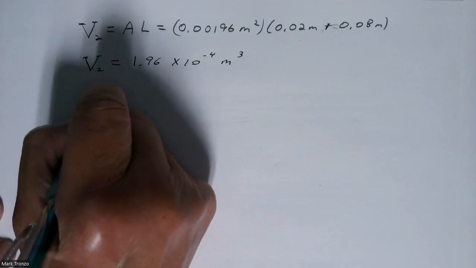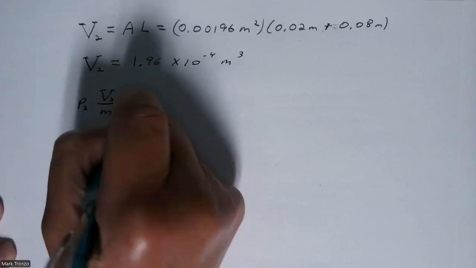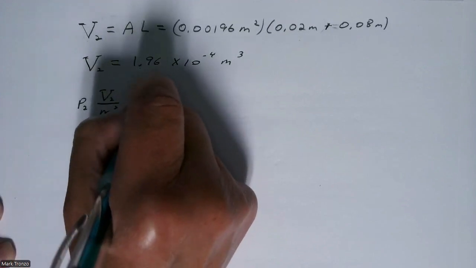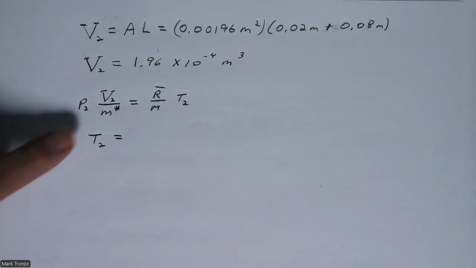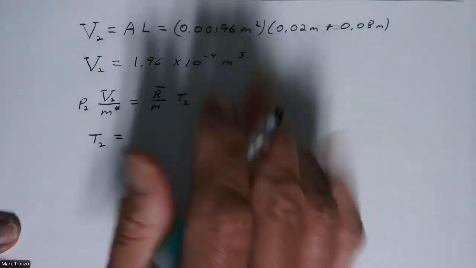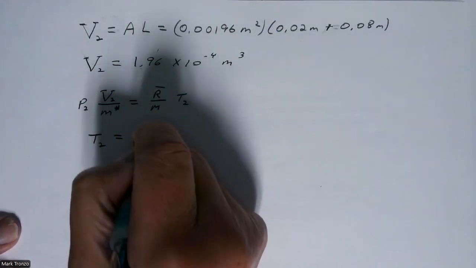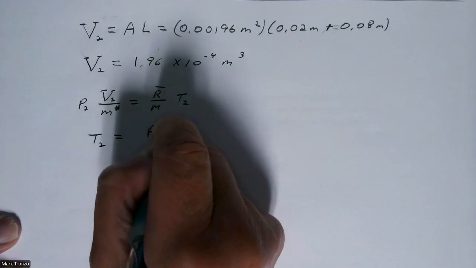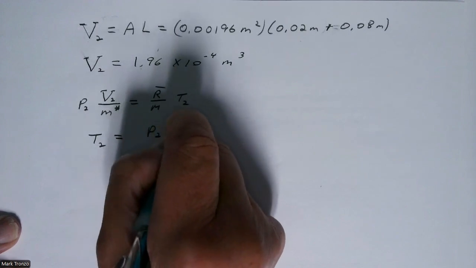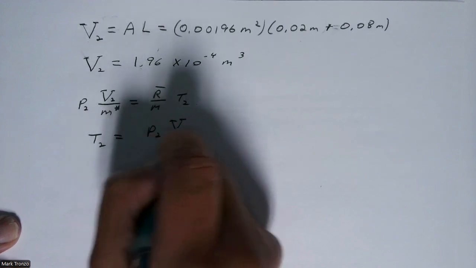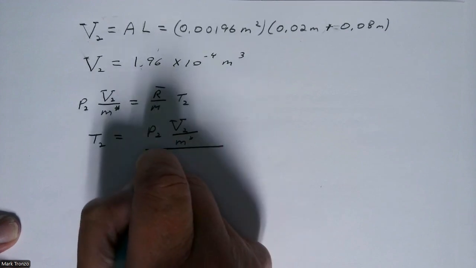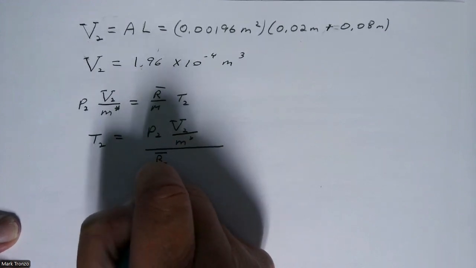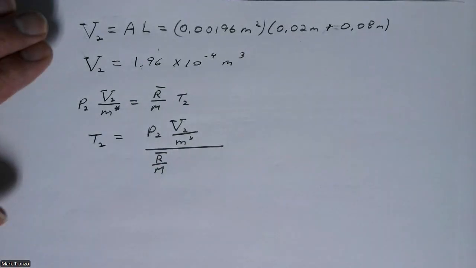And now we're going to have state 2. Once again, I'm using mass star here to distinguish it from meters. And so this is going to be P2, V2, mass star, and divided by this.